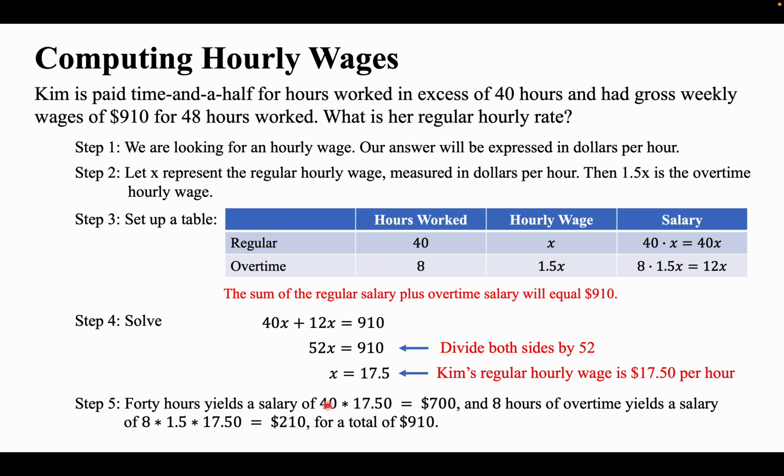Now we can double check, right? For the first 40 hours, she gets paid $17.50 an hour. 17.50 times 40, she's making $700 out of the $910. For the 8 hours, she's making 8 times 1.5 times the regular pay, which happens to be 210. If you sum this number with this number, you should get the total amount, which works in this case.